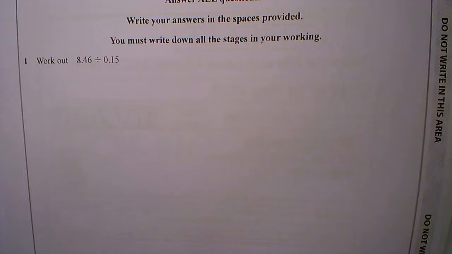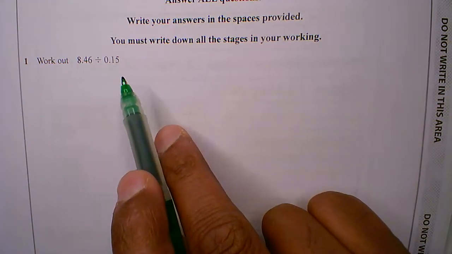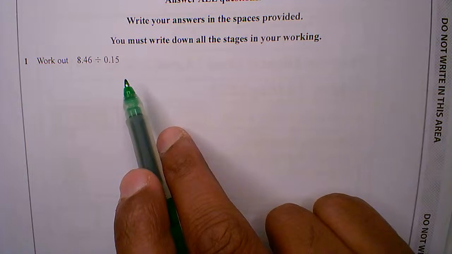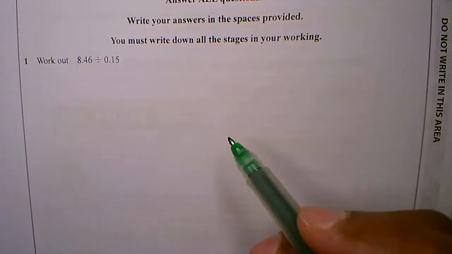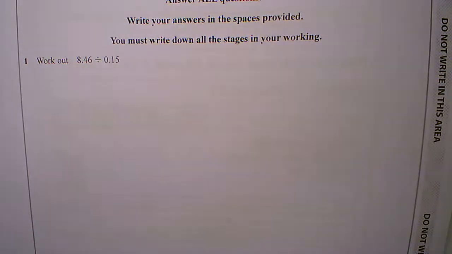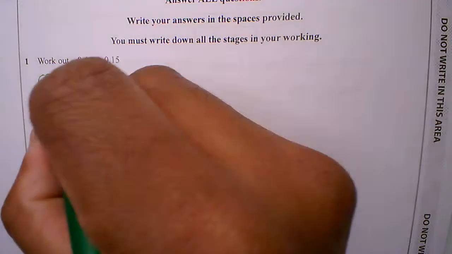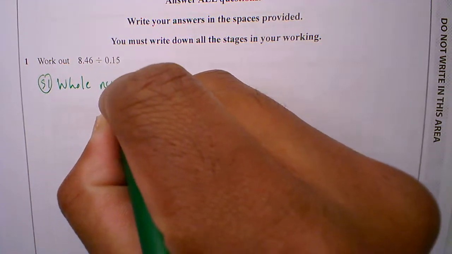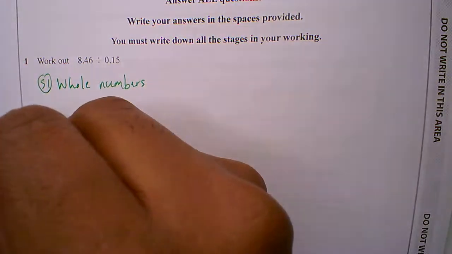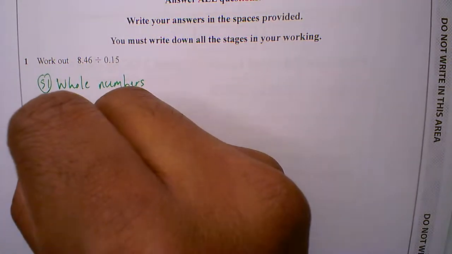Right, question 1. Work out 8.46 divided by 0.15. So what topic is this? This topic is dividing decimals. So how do we do that? Step 1 is we change this to whole numbers or integers. And then step 2, we have to simplify or keep dividing.